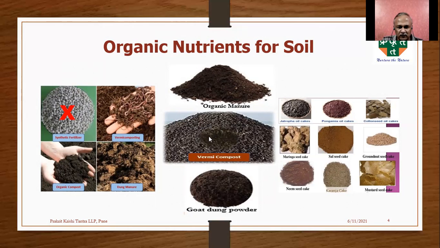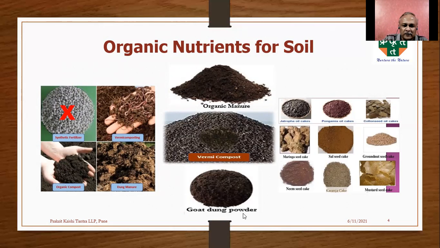But in home gardening, I would suggest using organic compost rather than vermicompost, because in vermicompost the worm eggs are present, and they hatch. And if you don't like the worms in your house, in your garden, in your pots, in your containers, in your soil, in your growing medium, then you can avoid the use of vermicompost.